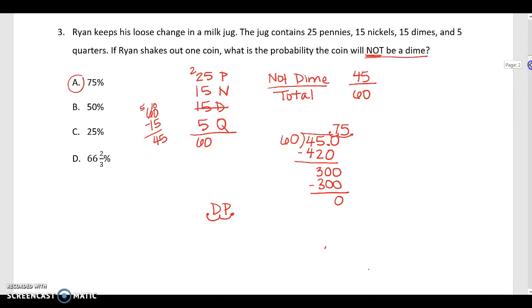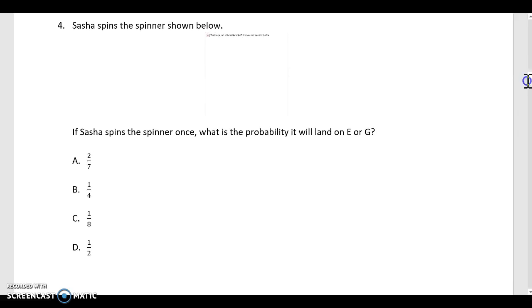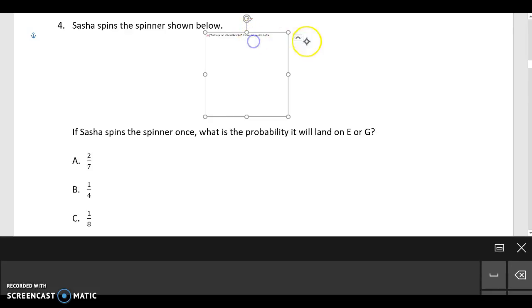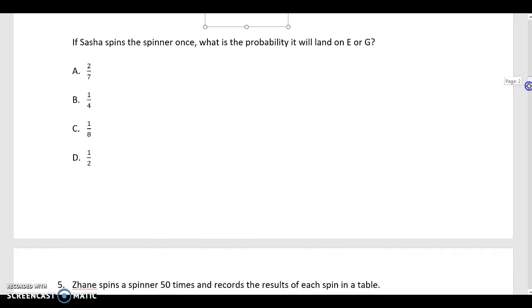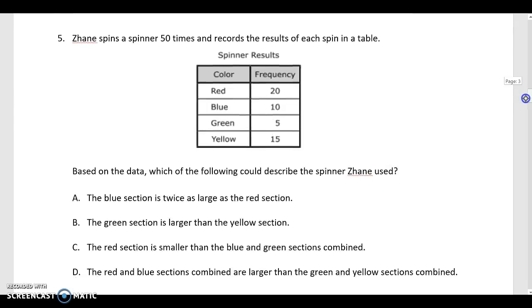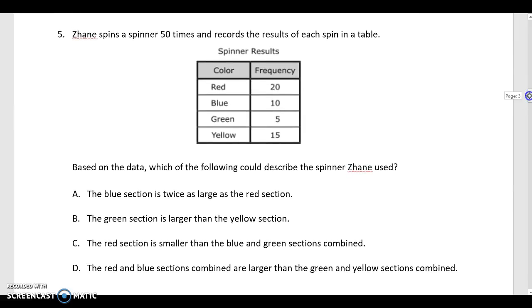Okay, next problem. Oh no, I can't see the image. Well, that makes it a little difficult, huh? Okay, well, hang on 1 second. Okay, well, I don't have a test with me at home, so I'll have to do that on another video. All right, so let's move on to number 5.